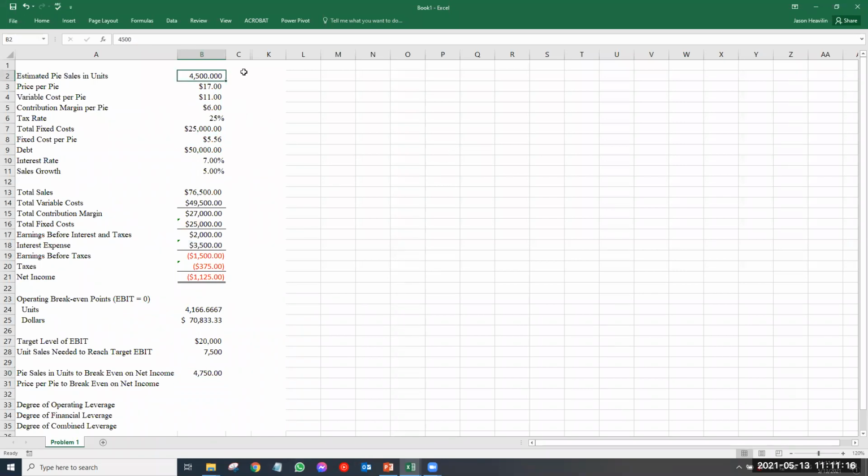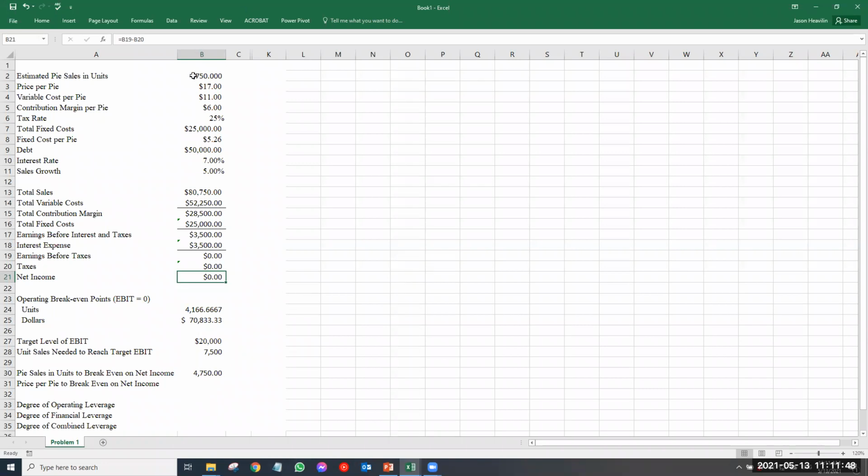Let's see if that checks out. $4,750. And there you have it, net income zero. Not $4,750, 4,750 pies. You will sell that many pies at $17. This will be your total sales, and that would get you, you don't make money, but you don't lose money. That's your net income, break even.